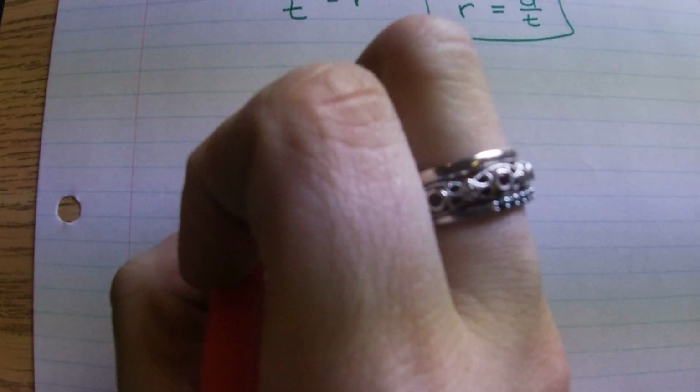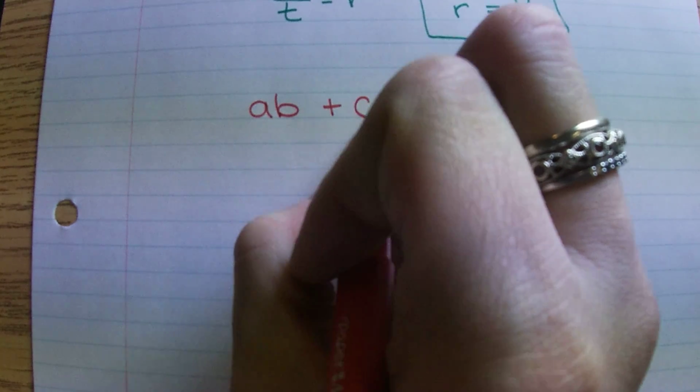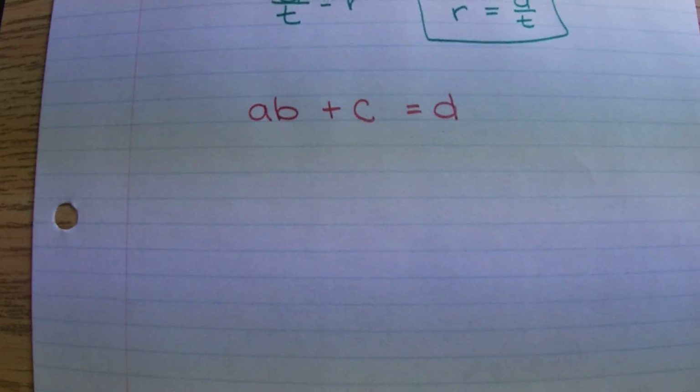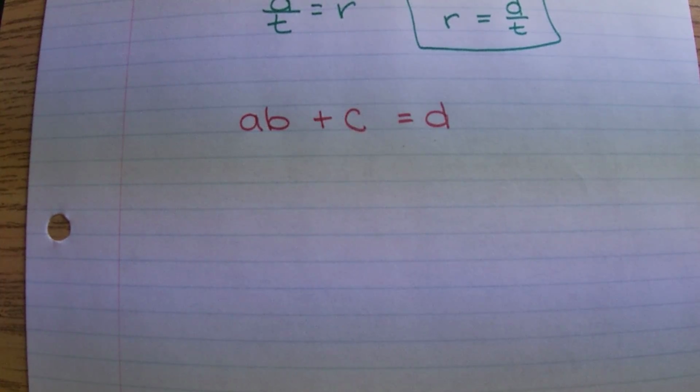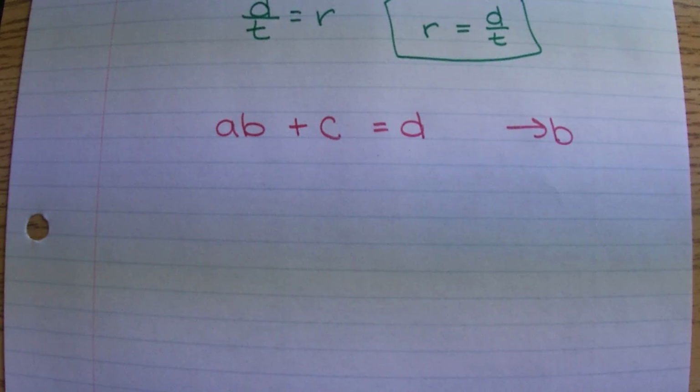Let's look at one maybe a little bit more complex and say A times B plus C equals D. Now, this isn't a formula. I've just made up some letters. We often do this with formulas, but lots of formulas right now are going to be a little bit too complex for us to start with. So we're just going to stick to some made up things. And let's say we want to solve this for B.